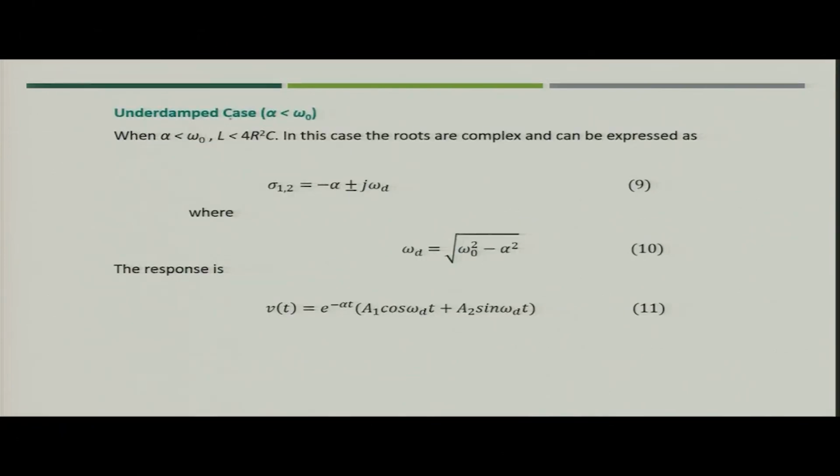Now, the third case is the underdamped case, when alpha is less than omega naught, that means the value of L is less than 4 R square C. In this case the roots would be complex and can be expressed as sigma 1, 2 equal to minus alpha plus minus j omega d, where omega d is root of omega naught square minus alpha square.